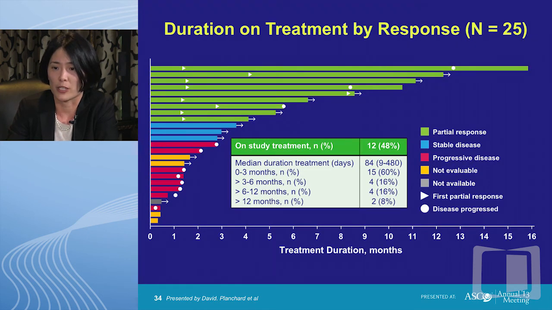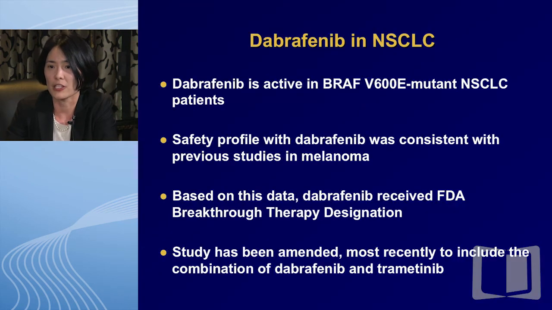Duration on treatment was impressive and ongoing for many patients. Here you can see months on the x-axis, and many patients who achieved a partial response had very, very durable responses. And so to summarize BRAF, dabrafenib does appear to have activity in BRAF V600E mutated non-small cell lung cancer. There weren't any new safety signals that were seen with dabrafenib in this study.